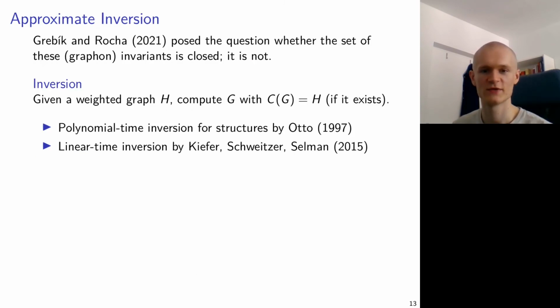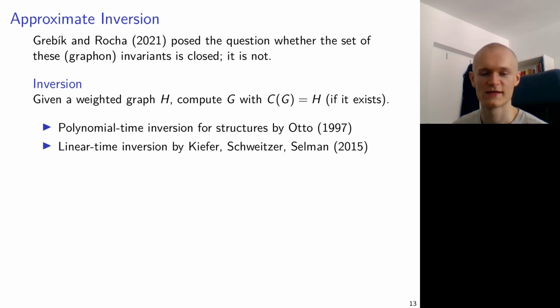So this counterexample also answers an open question of Grohe and Rocha, because they defined the graph analog of these invariants and wondered whether the set of these invariants is closed. Well, as we've seen, it is not. You can actually prove a stronger statement that is connected to this inversion problem. So given a weighted graph, you want to decide whether it is an invariant, and if it is an invariant, you want to compute an original graph for it. And the first inversion algorithm was given by Otto. It works for arbitrary structures. And a much simpler linear time algorithm that only works for graphs was given by Kiefer, Schweitzer, and Selman.